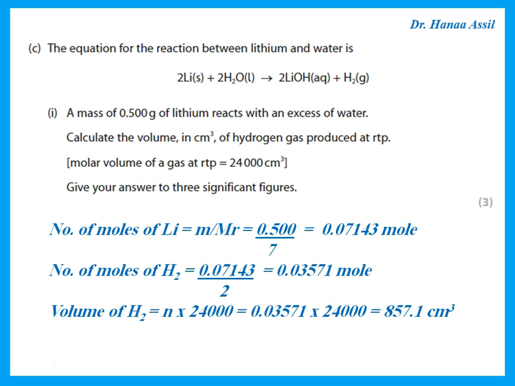Then there is something else. We haven't finished. The question says, give your answer to 3 significant figures. Can you see that? Please pay attention to all the calculation questions. Note whether he's telling you a specific number of significant figures or a specific number of decimal places. That means that my final answer has to be 857 centimeter cubed.